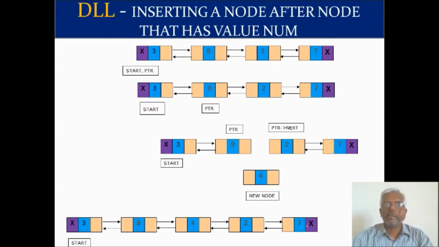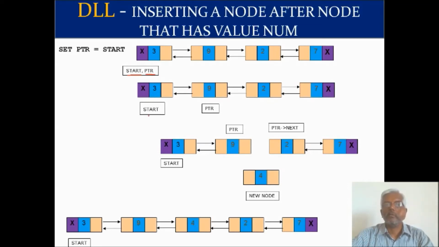Now we are going to discuss the algorithm for inserting a node after the node that has value num. It was already discussed in the singly linked list. We have to identify the node whose value is num, and the new node is going to be inserted after that particular node. Now we have the original doubly linked list with 4 elements. The first node is always pointed to by the variable start, and we introduce a new variable called ptr. So set ptr is equal to start. So ptr is also pointing to the first node.